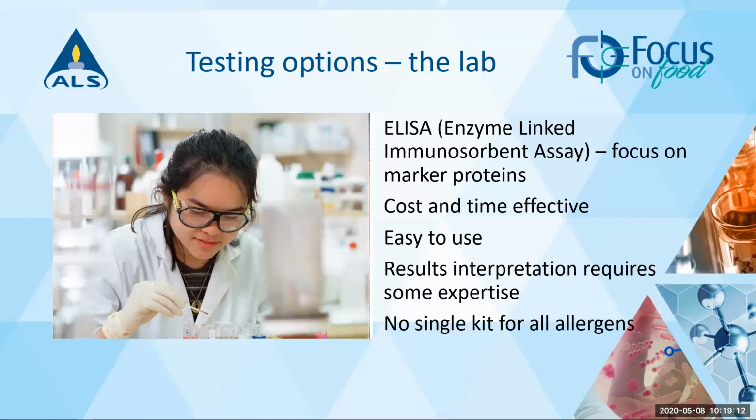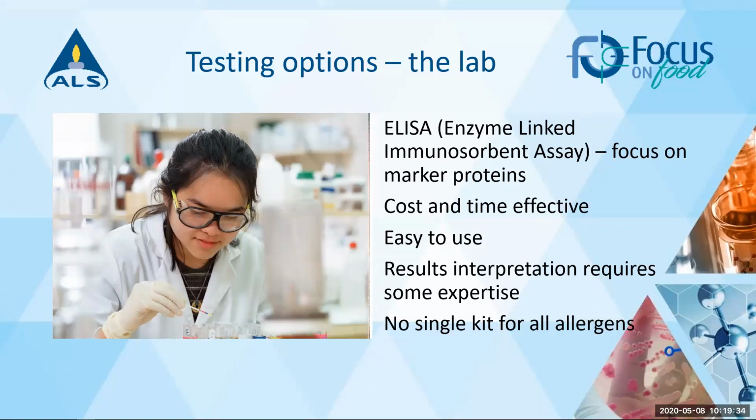Laboratory options: there are 3 main analysis methods globally for testing for allergens. Firstly, ELISA. This stands for enzyme-linked immunosorbent assay. They're testing kits that are the current method used by labs for allergen testing here in Australia.